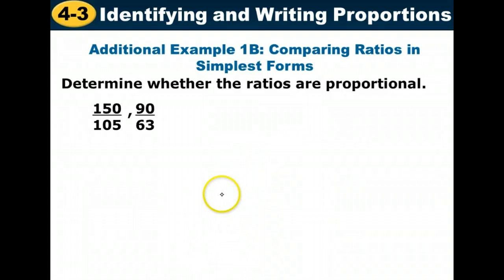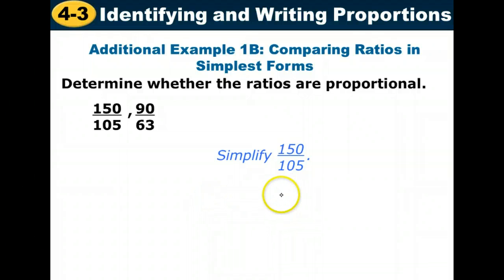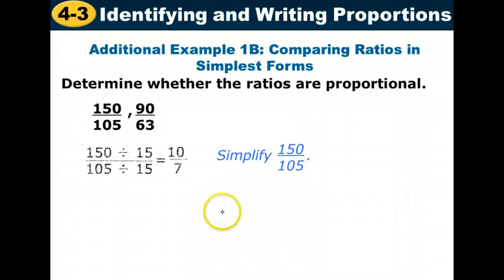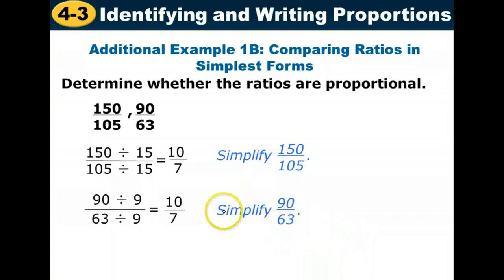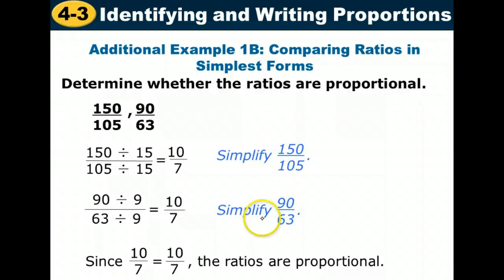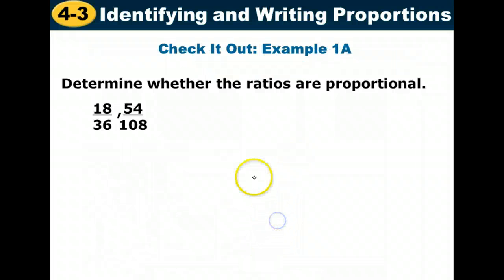Alright, welcome back. So here we go. Let's go ahead and use the simplify method. So 152, 105 will be 10 to 7, and 9263, that is also 10 to 7. So yes, those two ratios do form a proportional relationship. They are in proportion. Alright, here's another one. Go ahead and try it.